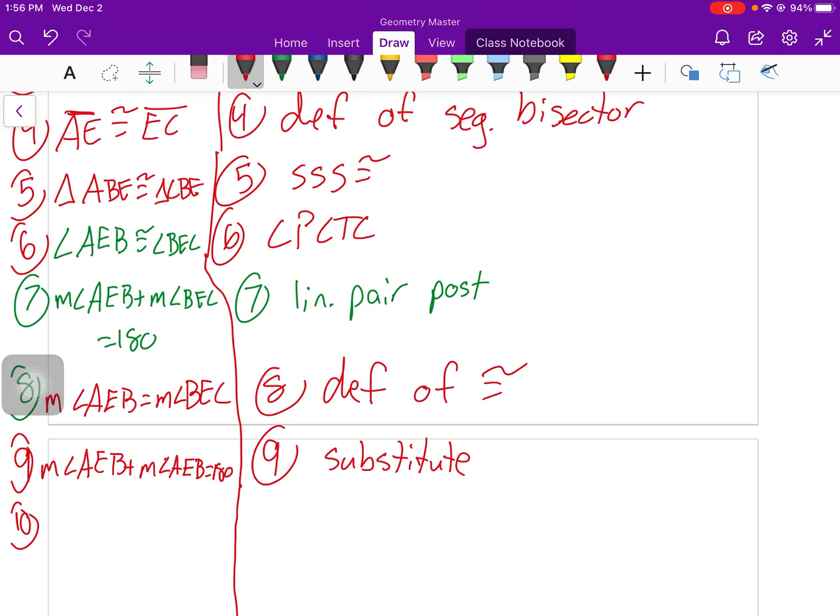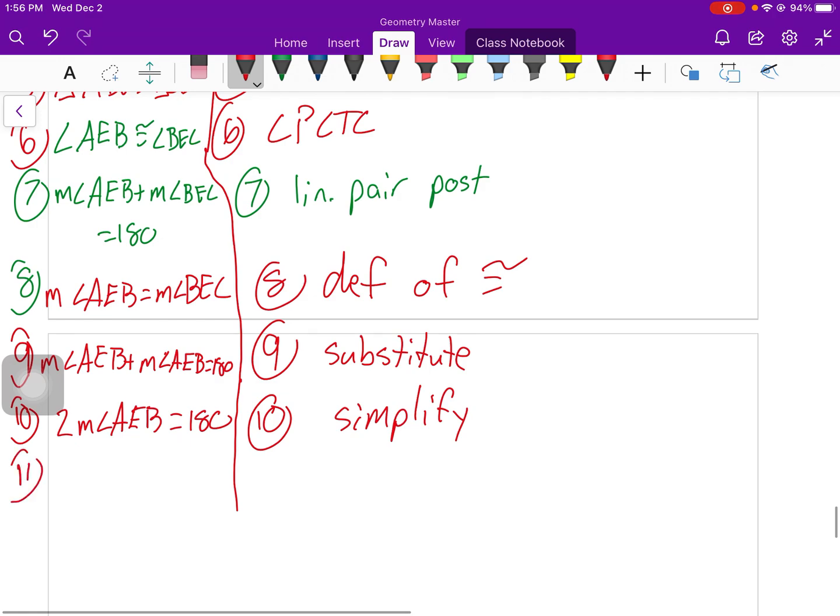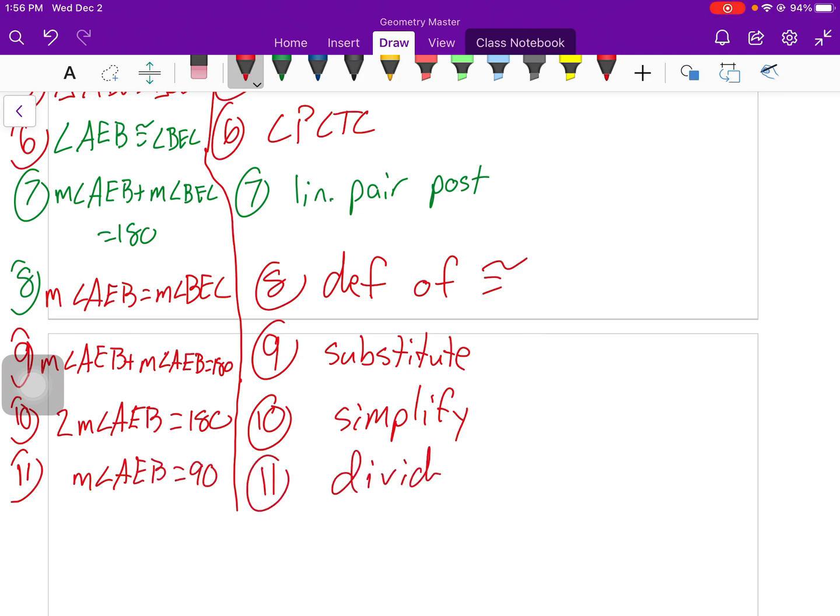When you have a like x plus x equals 180, your next step would be 2x equals 180, so 2 times the measurement of angle AEB equals 180. By simplifying, we combined like terms. Now we're going to divide both sides by 2. So our reasoning is we just divide it. So if we've got the measurement of an angle is 90 degrees, that means that it's a right angle. So angle AEB is a right angle by the definition of a right angle.